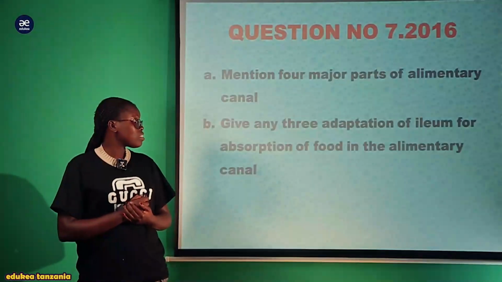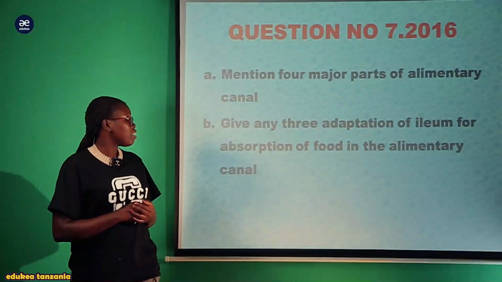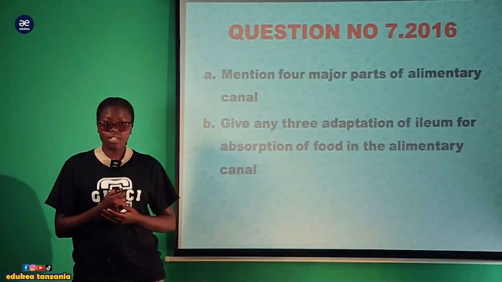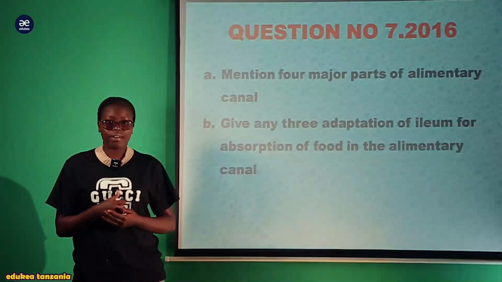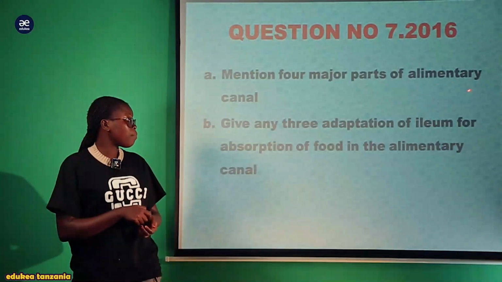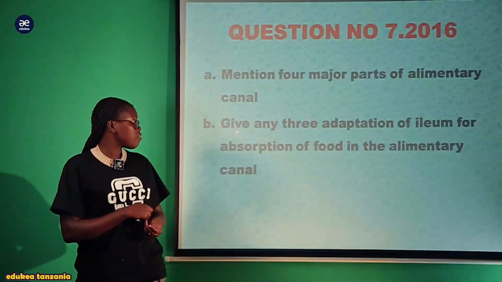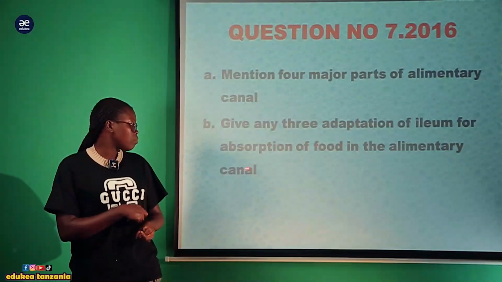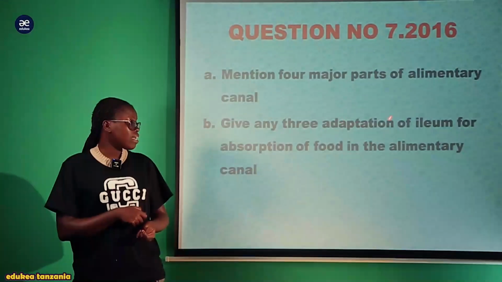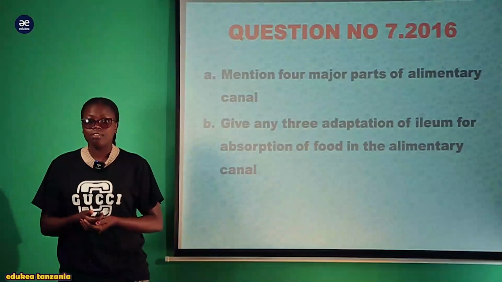Another question is question number 7 for the year 2016. Roman A of question number 7 stated: mention 4 major parts of the alimentary canal. Roman B needs you to give any 3 adaptations of the ileum for absorption of food in the alimentary canal.